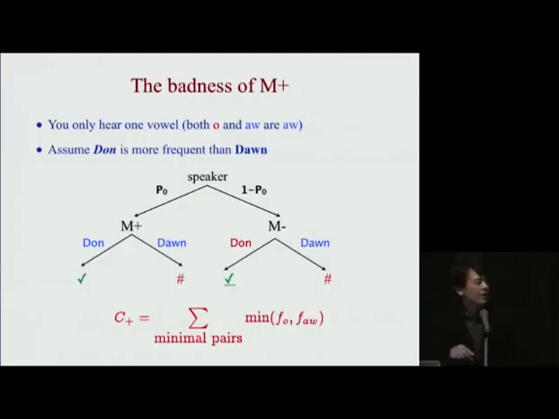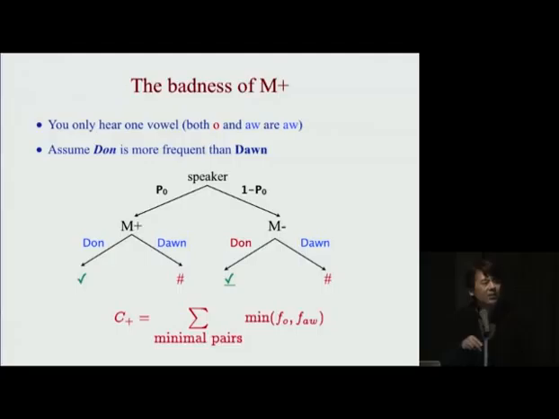So what I mean here is that if the merger speaker is saying DON, intending to mean DON, and if you are using the merger phoneme system, you're going to hear the two words to be the same. And because DON is more frequent than DAWN, if it's actually intended to be DON, you will be right. But if it's intended to be DAWN, you will be wrong, because DON is more frequent than DAWN.